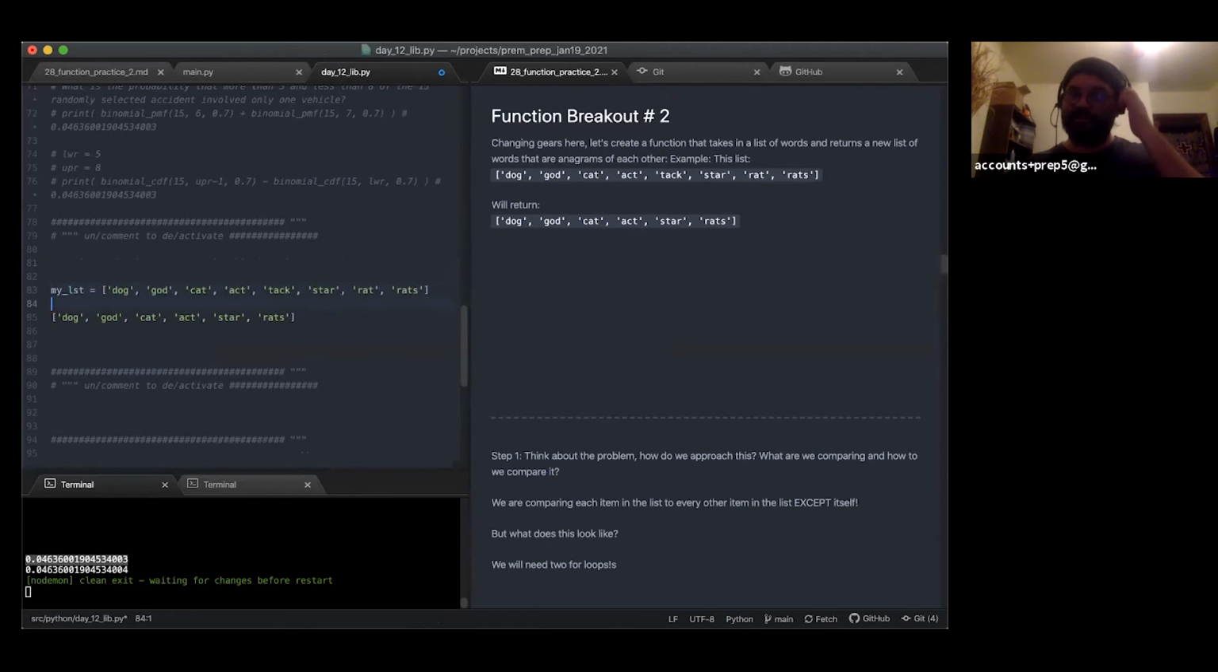And we got to decide what we're going to call our function. So I'm just going to call it anagrams. We'll take in my list and we'll return the list below. Cool. So let's def anagrams here.